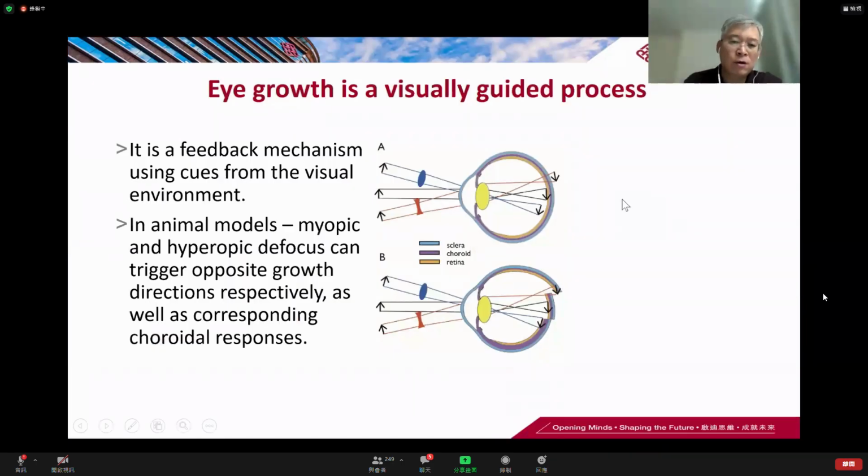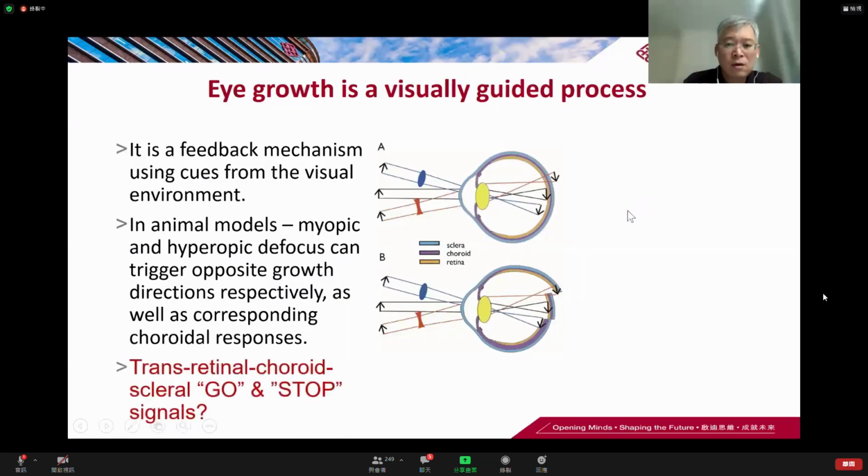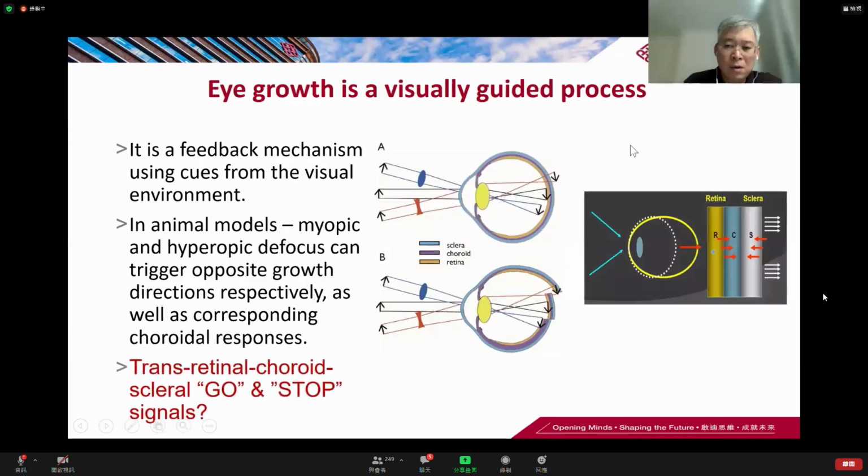And there are also corresponding changes in the choroidal thickness. So in myopic defocus, there will be thickening of the choroid, and in hyperopic defocus, there will be thinning of the choroid. And all that we know quite well in animal models. In addition to the optical aspect of eye growth, we are very interested to look at what's actually happening in the retina-choroid-sclera complex.